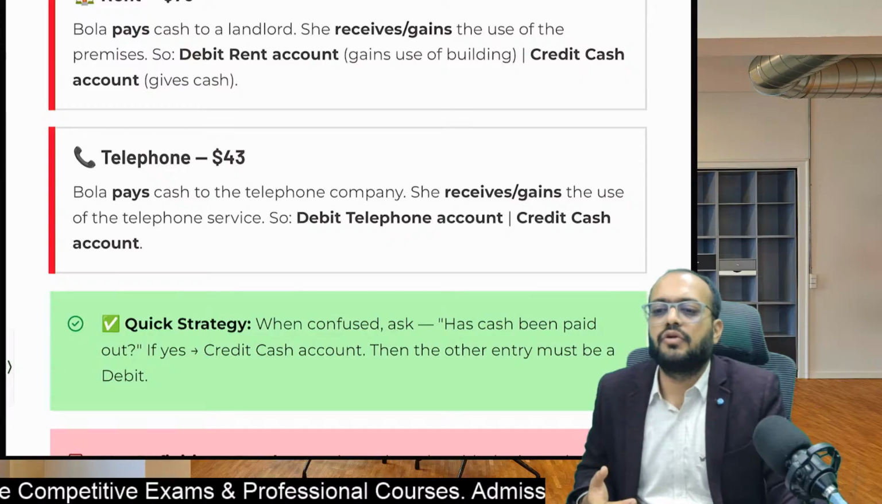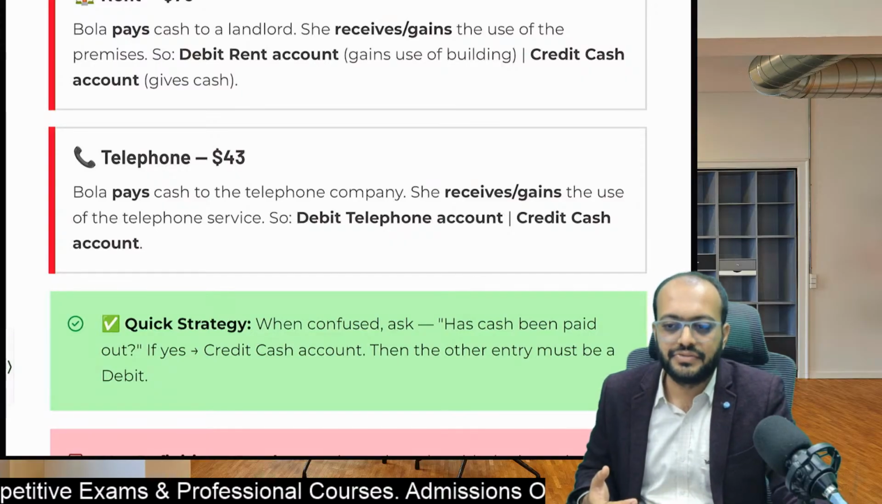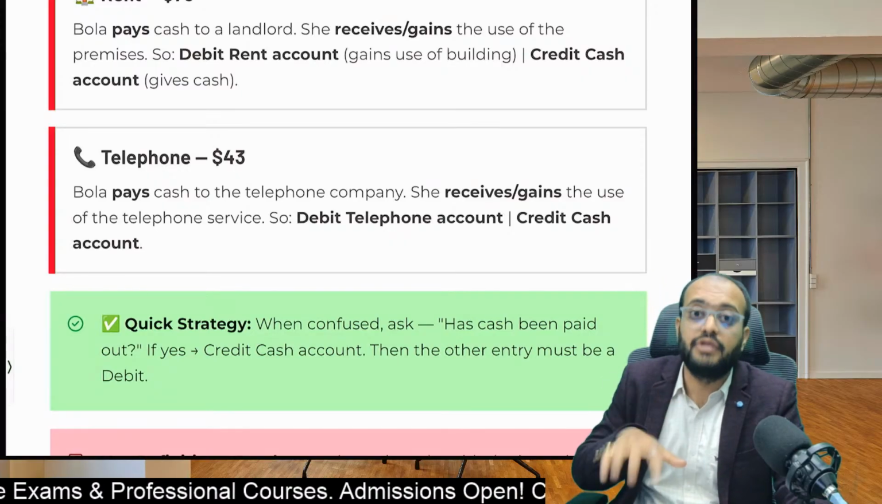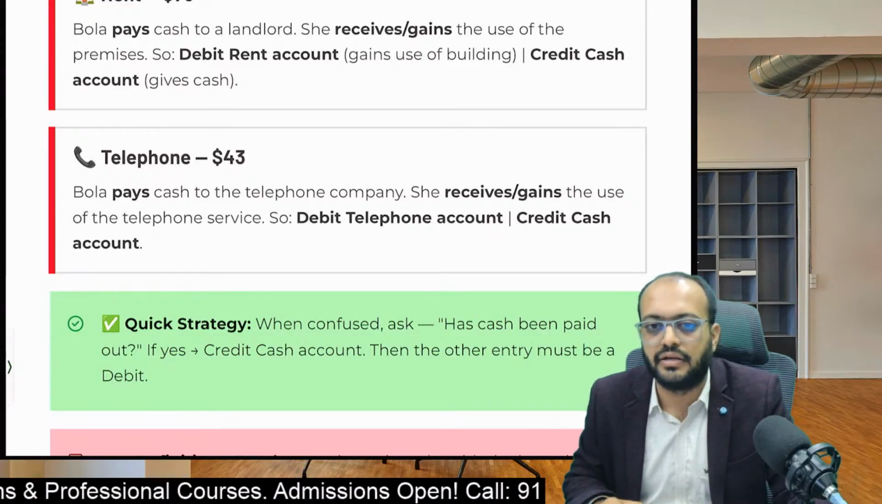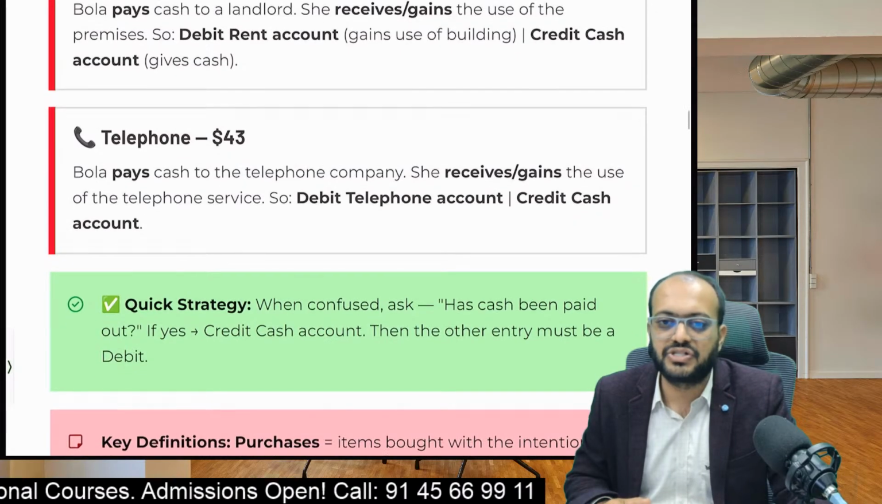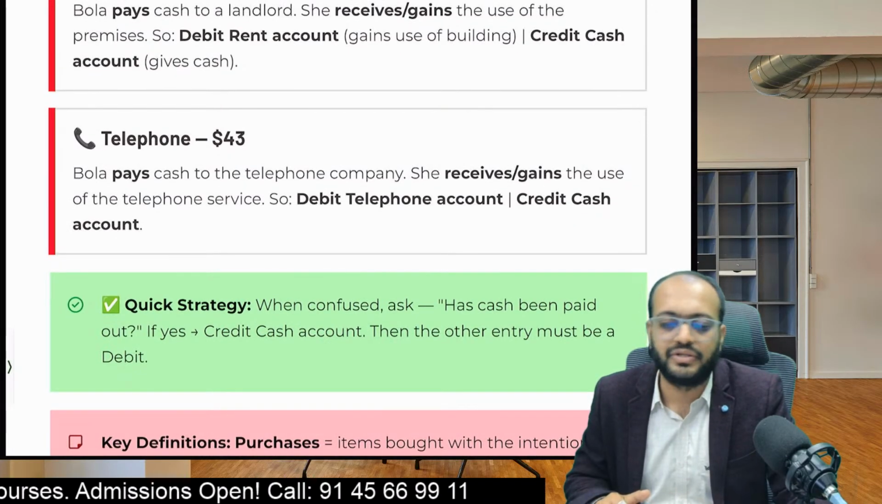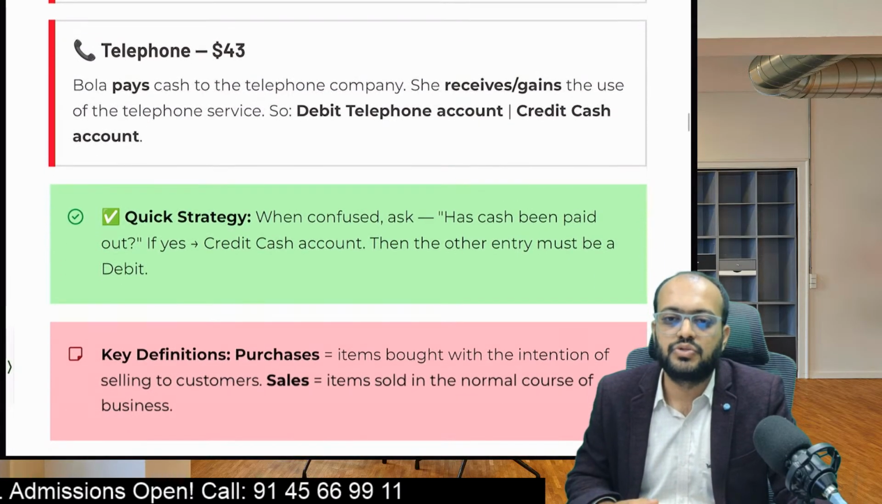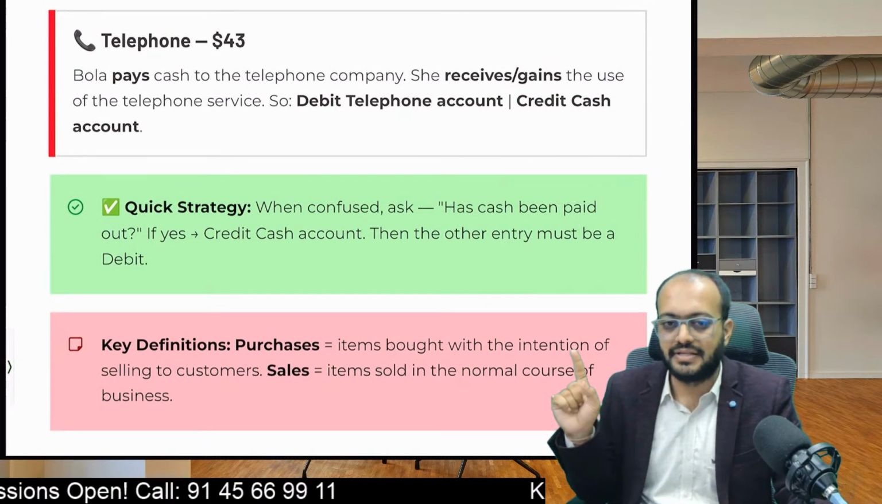Okay, so first of all, just focus on the cash, whether you are receiving or paying the cash. And if there is no involvement of cash, then of course we have to think again from another angle. But if there is involvement of cash, so cash comes in, cash is debited, and if cash goes out, the cash should be credited.